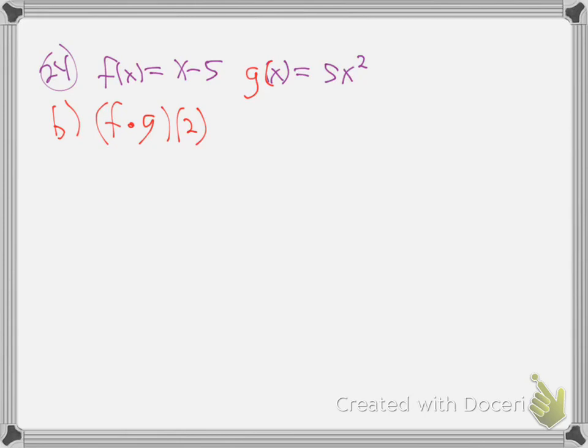Okay, so we're supposed to multiply F times G of 2. So this is a times dot. It's not the O thing, not the fog. We will do that later in the course. And if you already know the composition of functions, that's something we do later. This is just multiply. That's just a times dot.